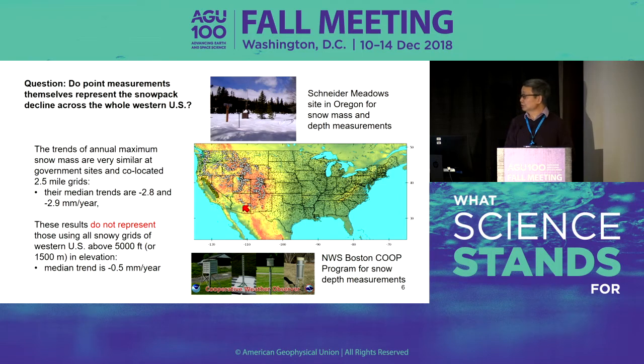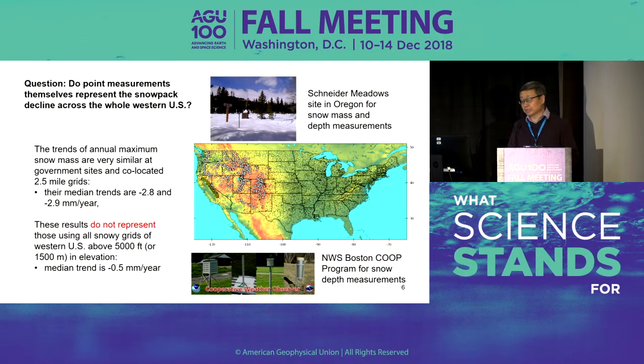This map shows the locations of all the ground measurements used to develop our data set. Each black dot here represents a volunteer, and there are more than 10,000 volunteers across the U.S. making the snow depth measurements. Over western U.S., the white squares and triangles represent the government network for snow mass and depth measurements. The question is, do these point measurements themselves represent the snowpack decline across the whole western U.S.?